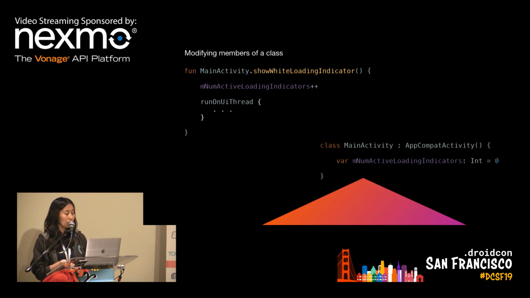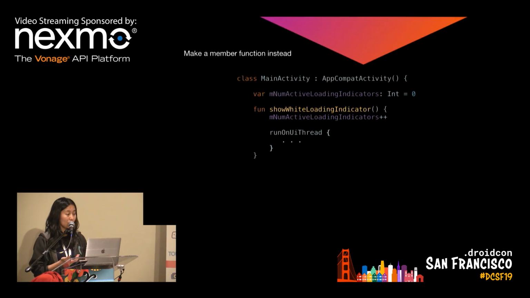And then technically this indicator is a member variable of the class that you're extending. This is not a good example of modifying the members. I would recommend that you instead just make a regular member function. There is nothing wrong with using member functions.